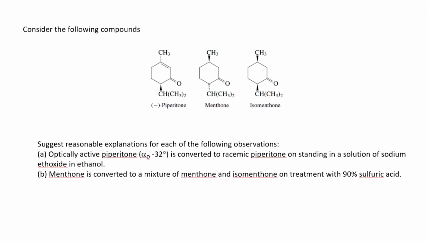And so the first question here is that piperitone is an optically active compound with a rotation of minus 32 degrees. But when you put this in a solution of sodium methoxide in ethanol, it converts to a racemic piperitone, which is basically a rotation of 0 degrees. So propose a reasonable explanation for this. And then we'll look at the second question after that.